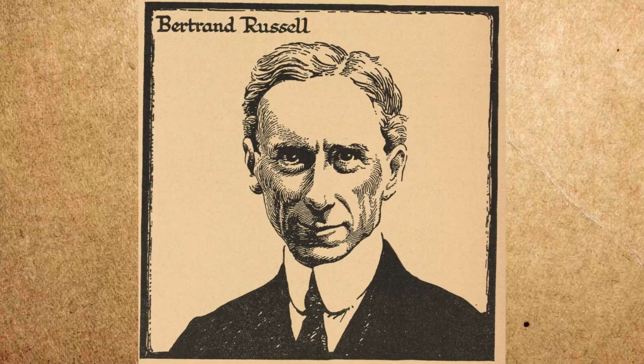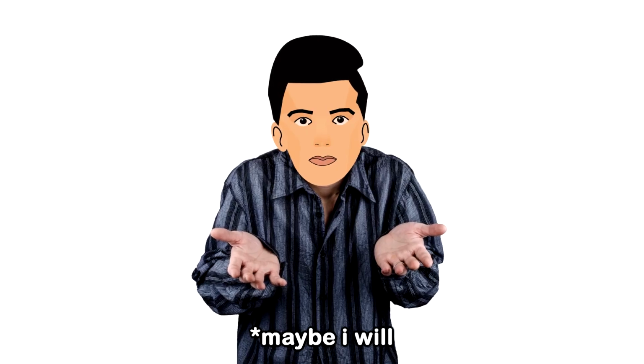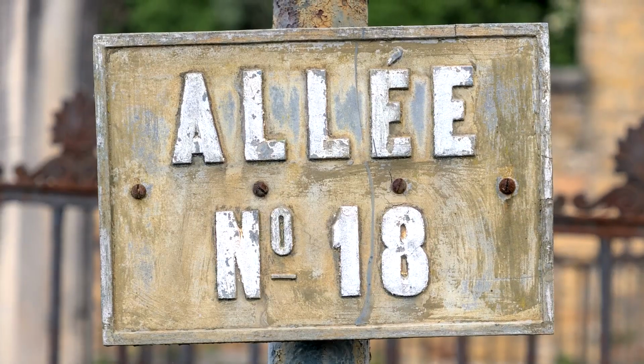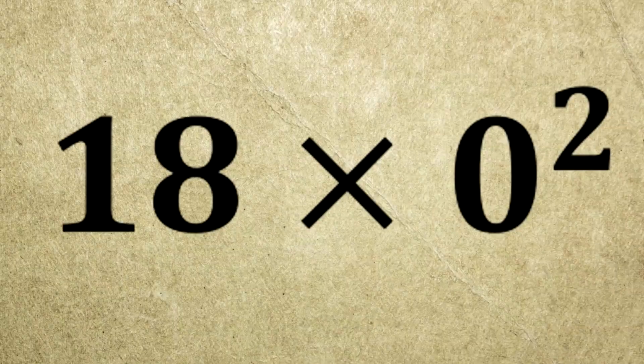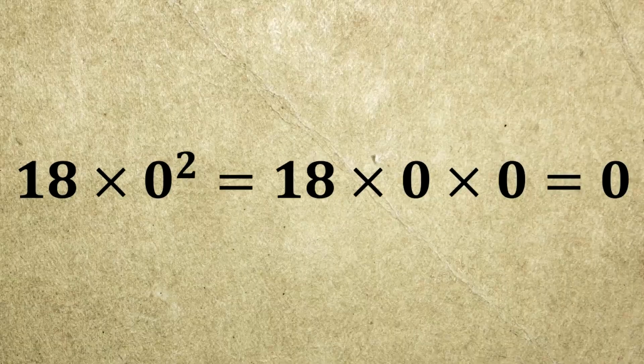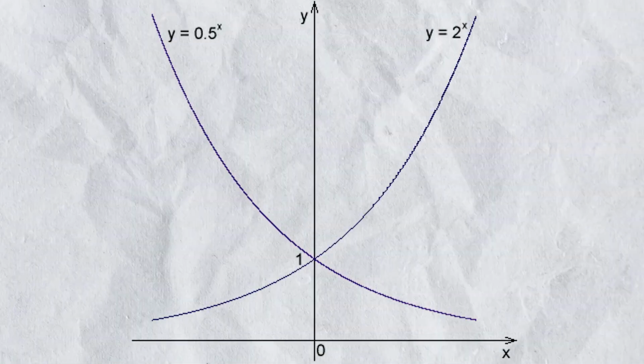Do you know about the guy who wrote a full book to prove that 1 plus 1 equals 2? Well, I'm not going to do that. Instead, let me show you something interesting. Take the number 18 for example. If we multiply it by 0 to the power of 2, it means we have 18 times 0 times 0, because exponentials are repeated multiplication.